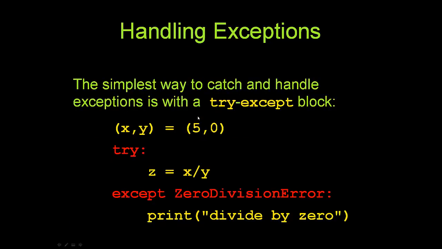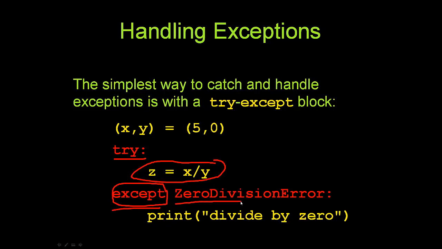So the simplest way to handle these kinds of exceptions is the try except block. You have a try, with some piece of code here, and then you have except. This except is essentially to catch the exceptions. Here you do z equals x divided by y, and then you have ZeroDivisionError. If there's any error here, it will be caught inside here, and then you will be able to do some work.